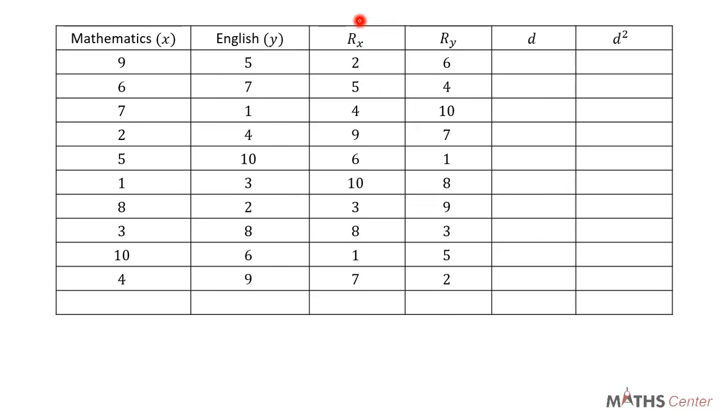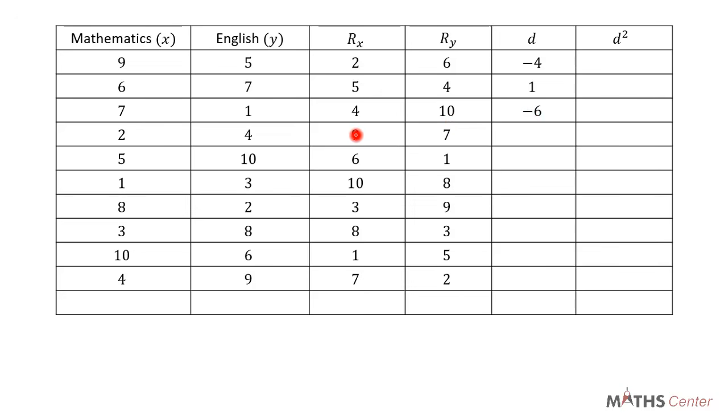Okay. Here we have our Rx values and we have our Ry values, so we can find the D values. To get the first D value is going to be Rx minus Ry. So 2 minus 6, that will give us negative 4. The next one will be 5 minus 4, that is 1. The next one is 4 minus 10, that is negative 6.